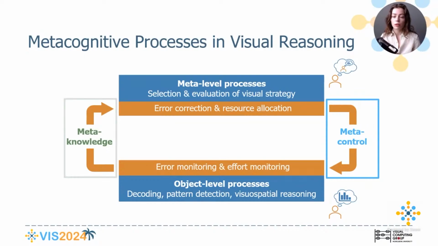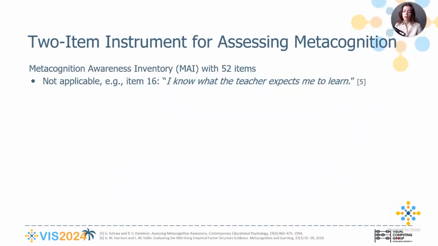We want to look at these two variables, meta-knowledge and meta-control, and their role in visual reasoning, which raises the question of how to measure metacognition. Online protocols, such as thinking aloud, would not work on the very short timescale of our task. And while there are established instruments from research on self-regulated learning, such as the Metacognition Awareness Inventory, they have items that are not really applicable to visual reasoning.